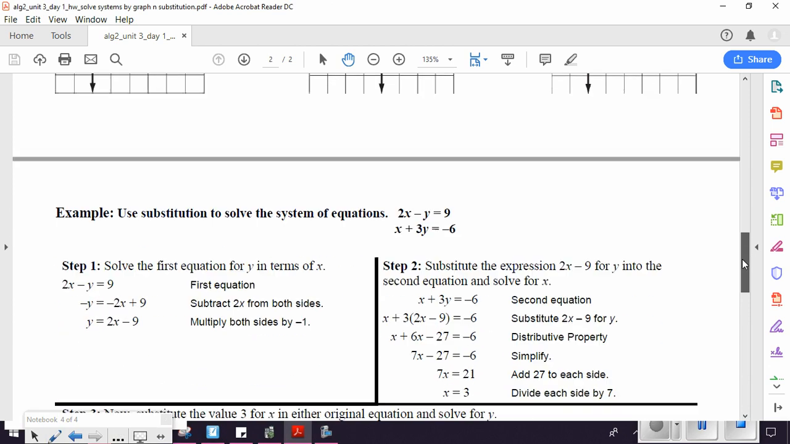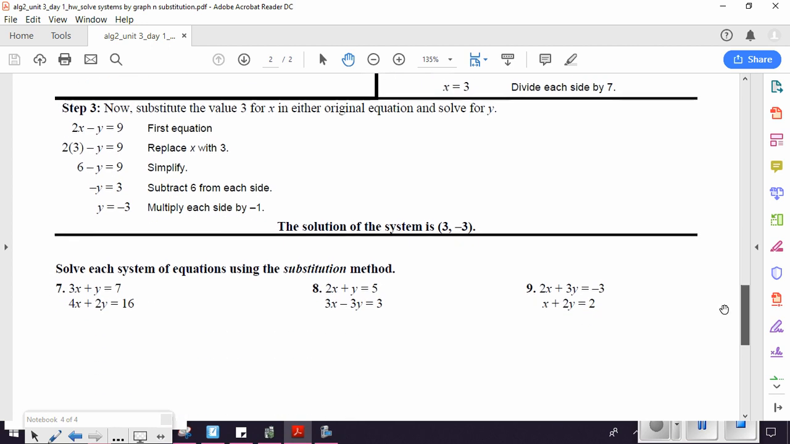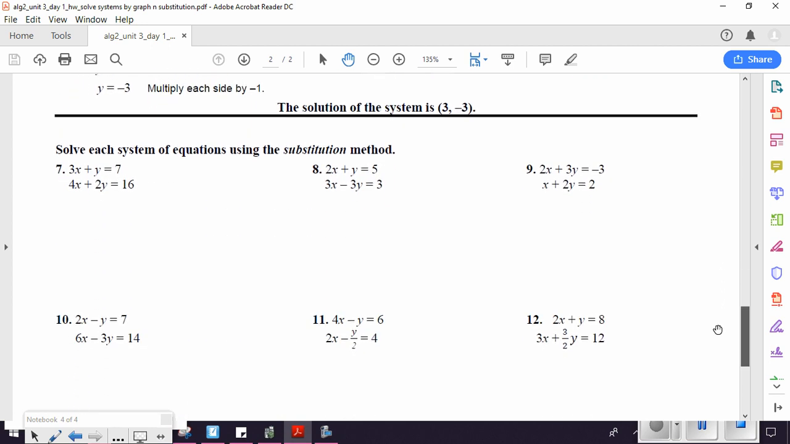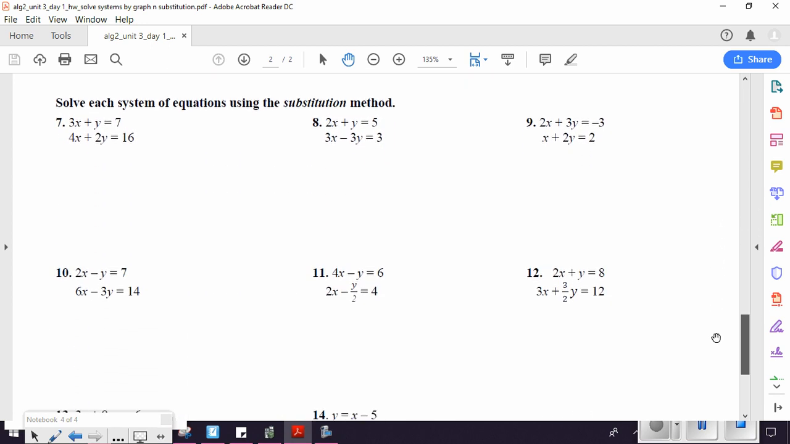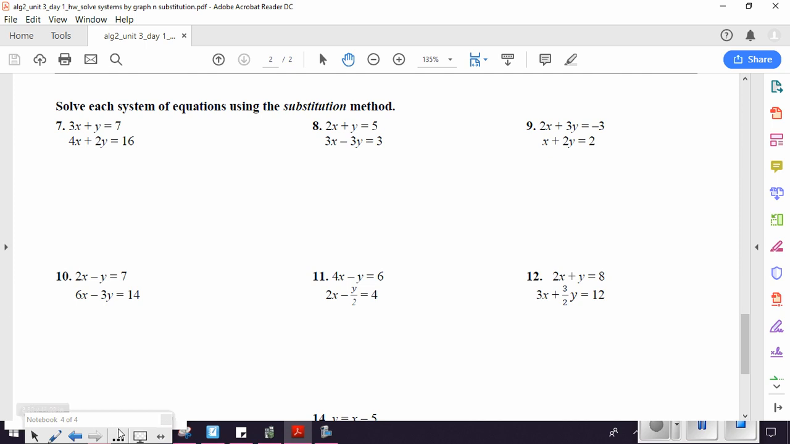So I did the odds on the front. Now I'm going to do the evens on the back. On the back, we're going to apply the substitution method to solve the systems. To use substitution, you want to probably number your equations. Equation 1, equation 2. And look at each equation. Identify which variable has a coefficient of 1. So when I look at equation 1, y has a coefficient of 1. So get y by itself.